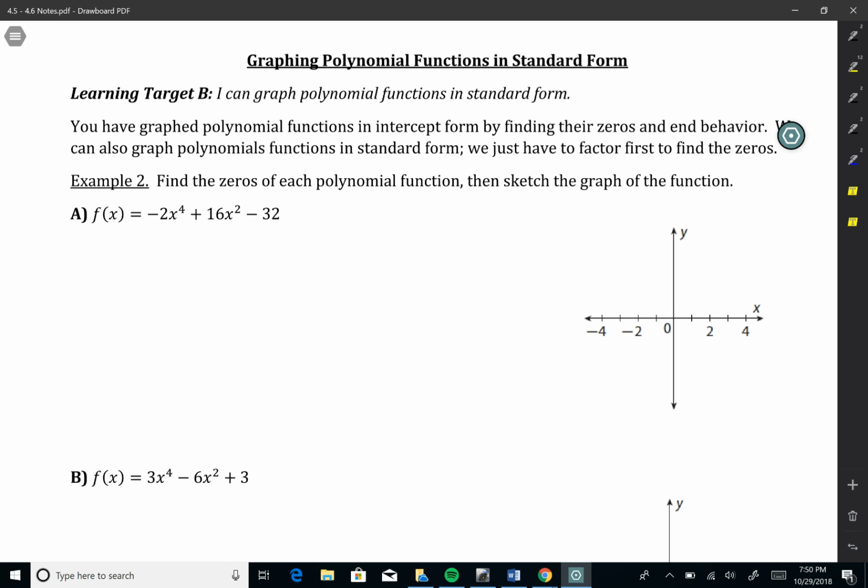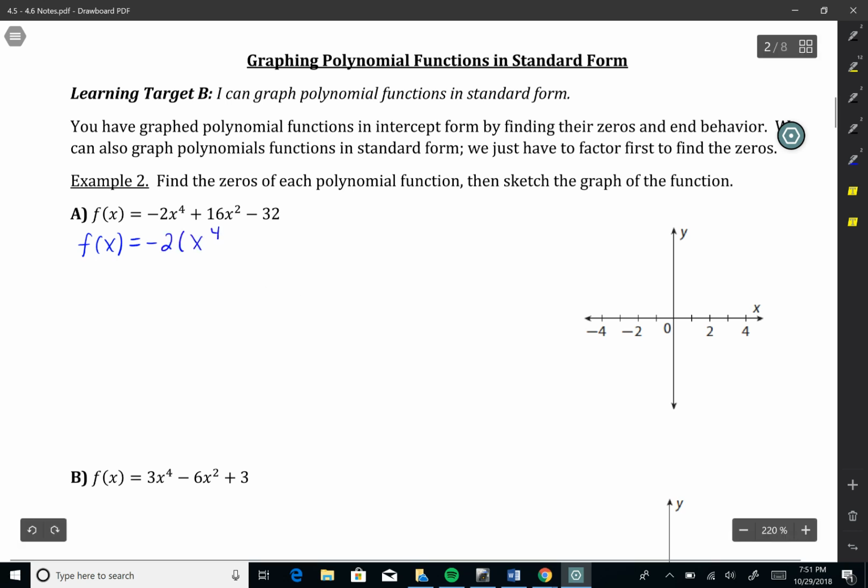All right, letter A, f of x equals negative 2x to the fourth plus 16x squared minus 32. As always, the first thing I want to do is take out a GCF. Because I am not solving this function, this is just a function, and I'm just rewriting it, we do have to keep the GCF out front. I cannot divide it away like I was when I was solving equations set equal to 0. So when I look at this, I know I can take out a negative 2 from each of those, and that leaves me with x to the fourth minus 8x squared plus 16.